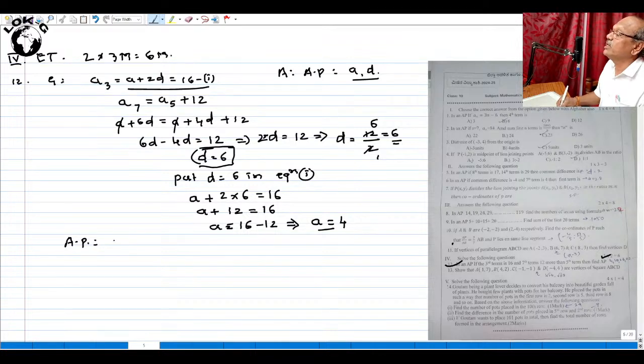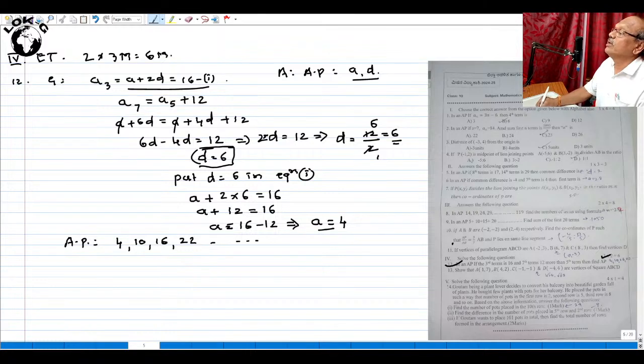What is the first term here? First term is 4. Go on adding the common difference. 4 plus 6 is 10, right? 4 plus 6 is 10, 10 plus 6 is 16, 16 plus 6 is 22. Bas. This much if you write, you can get the full marks, my dear students.